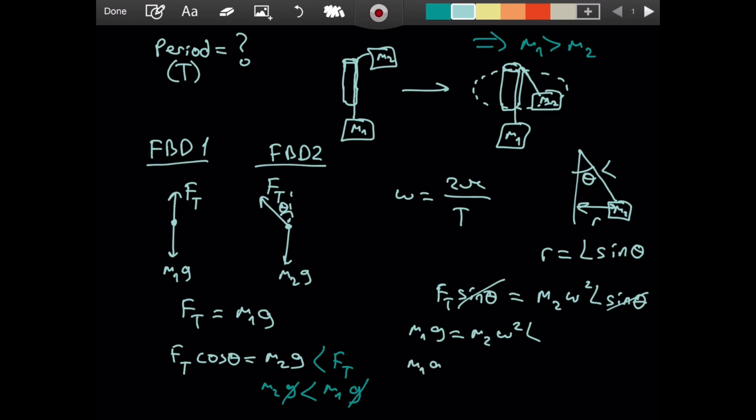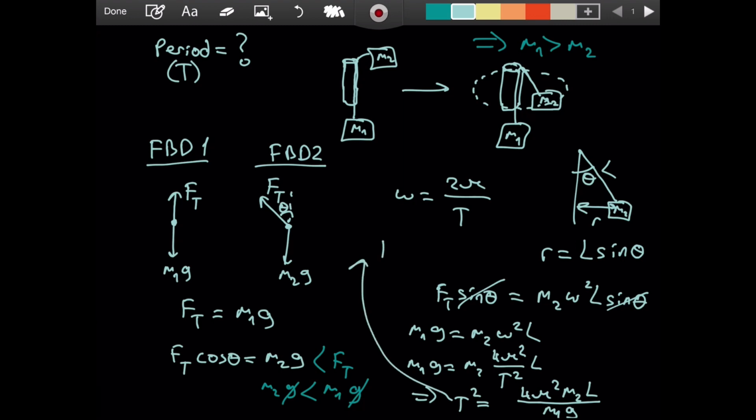So we make that substitution: M2 times 4 pi squared over T squared times L, which means that T squared is equal to 4 pi squared M2L divided by M1G. Let's make sure I got it right. Yes, it looks quite right. If you want to find the period, just take the square root of this. So the period is 2 pi times the square root of M2L over M1G. And this is the formula.